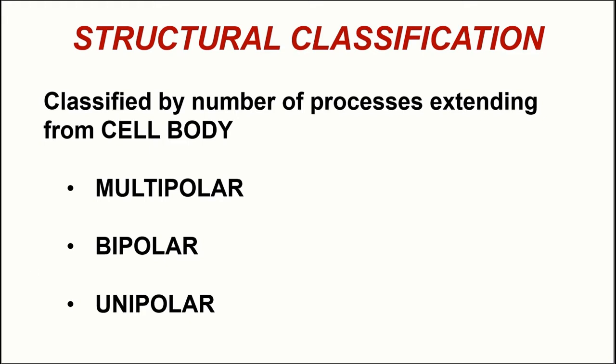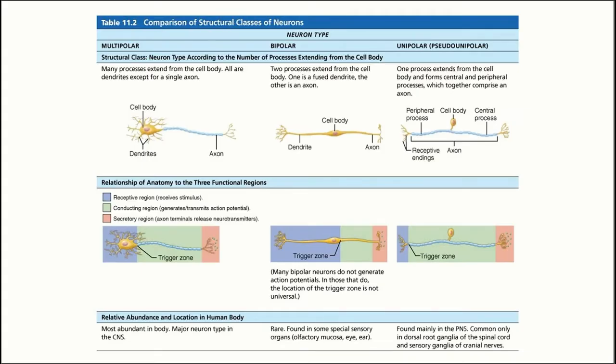So let's look at the structural classifications. There are three types of structural classifications of neurons. There are the multipolar neurons, the bipolar neurons, and the unipolar neurons. Let's start with the multipolar neurons, since they are the most common type of neuron within the body.